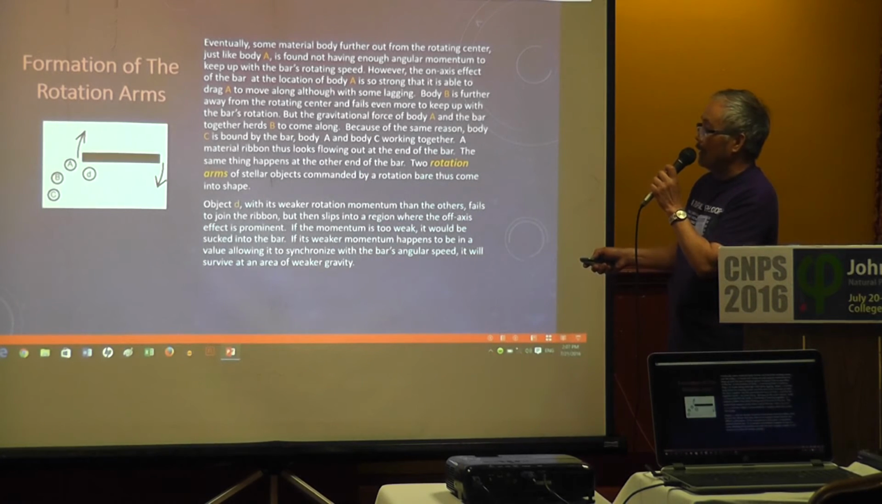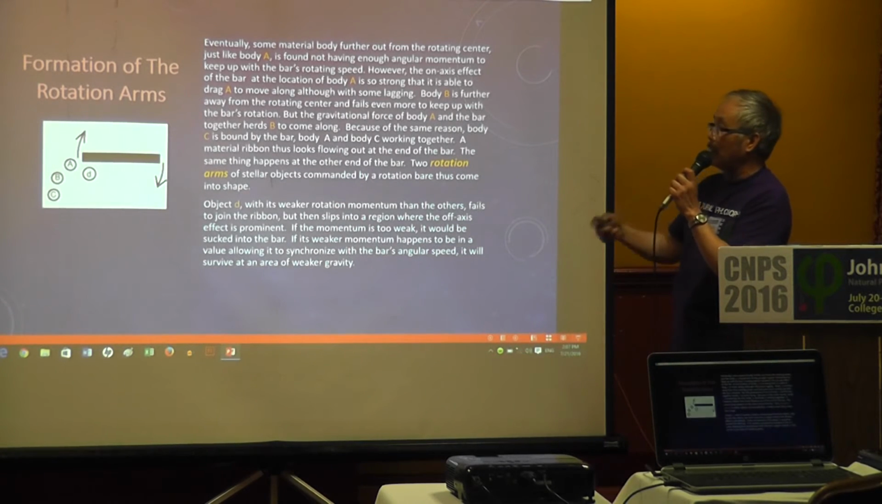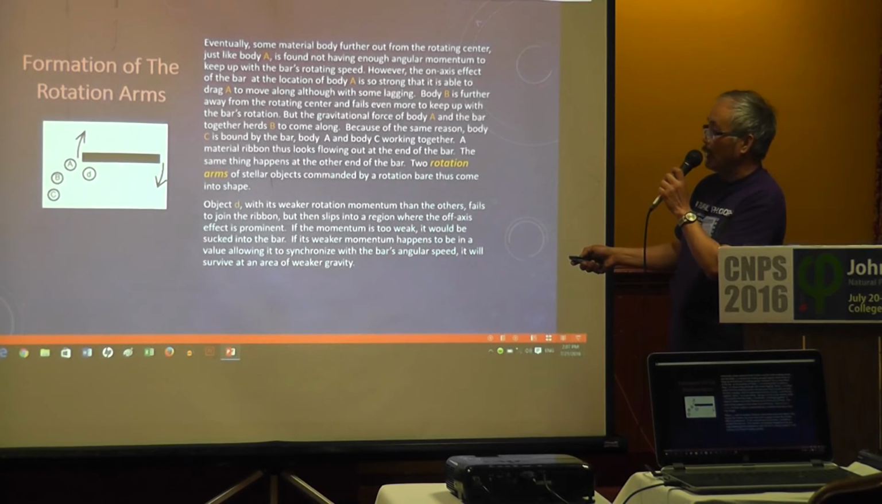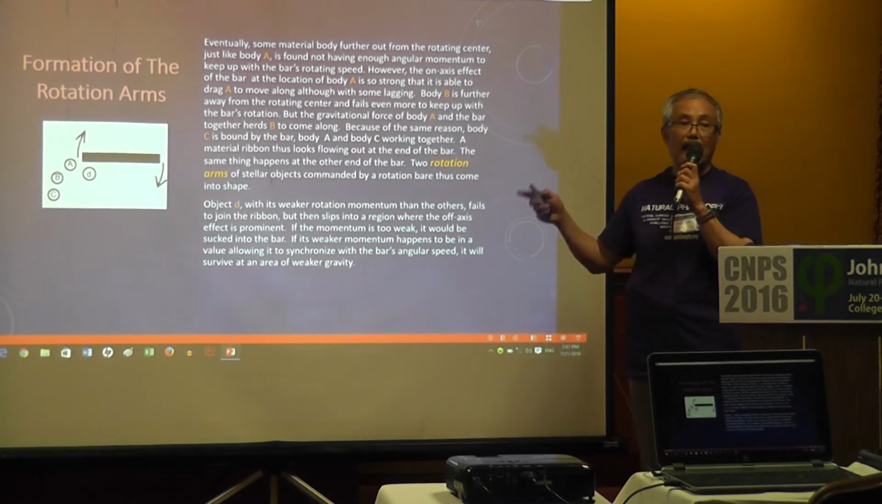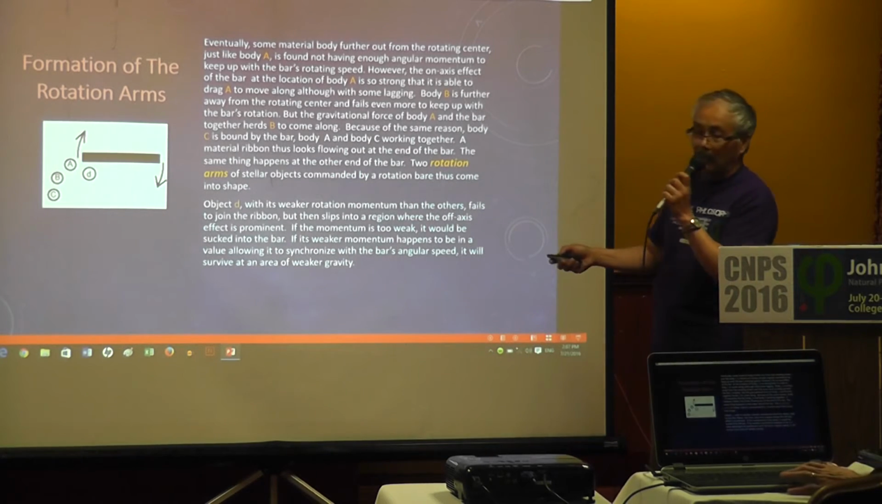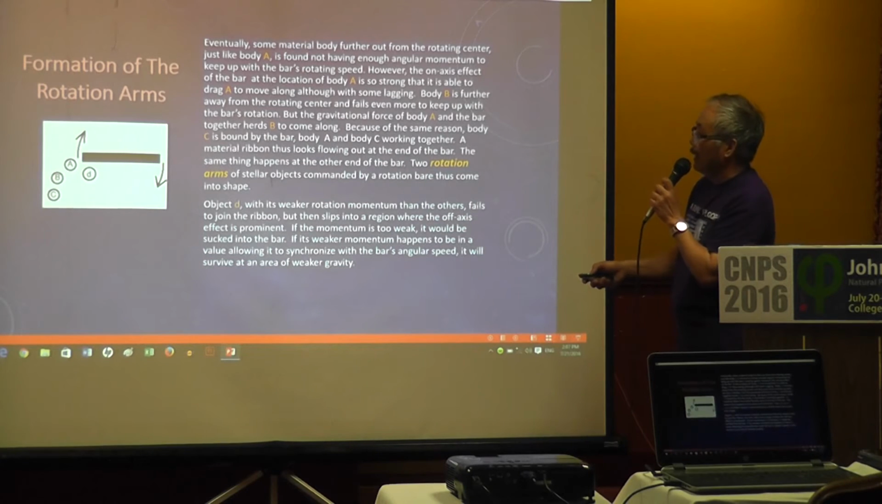But in this area, the off-axis effect dominates. The gravitational pull is weaker. So this material with a weaker angular momentum still survives the pull from the bar. And so long as its angular speed can synchronize well with the rotation of the bar, it will stay there. This is the reason why there's a 3 kpc arm near the Milky Way. Next, please.